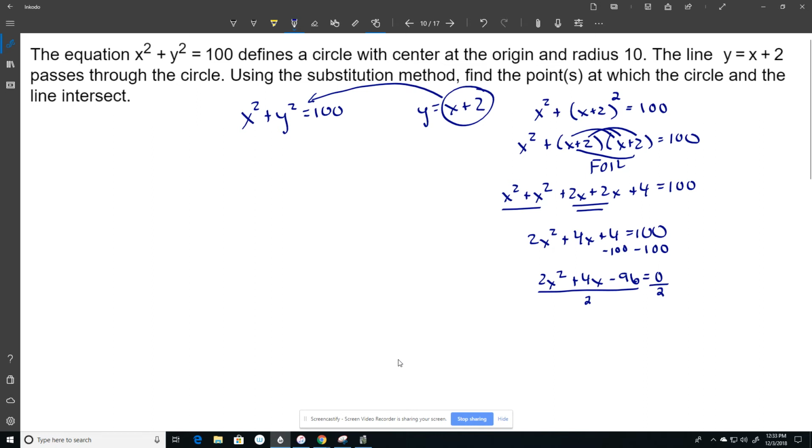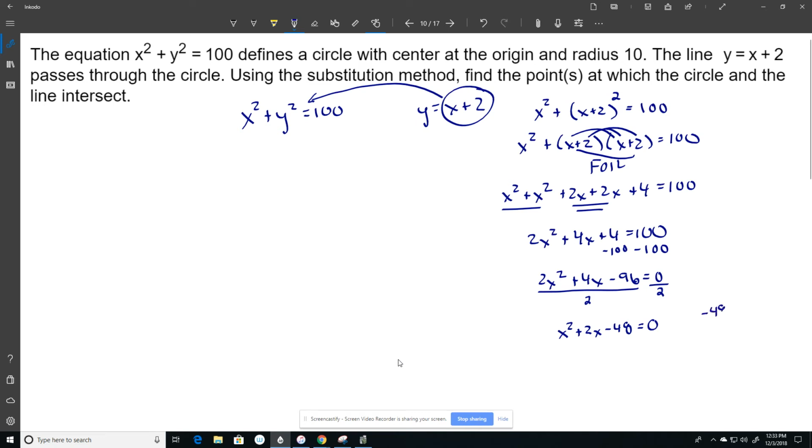2x squared divided by 2 becomes x squared. 4x divided by 2 just becomes 2x. Negative 96 divided by 2 becomes negative 48. But here's the cool part: 0 divided by 2 is just 0. So by dividing everything by 2, I just made my factoring a whole bunch easier.